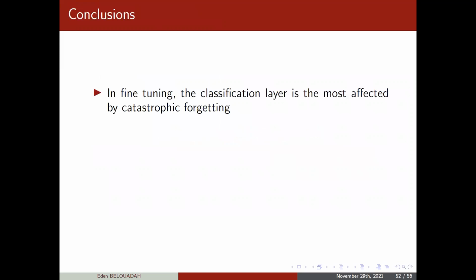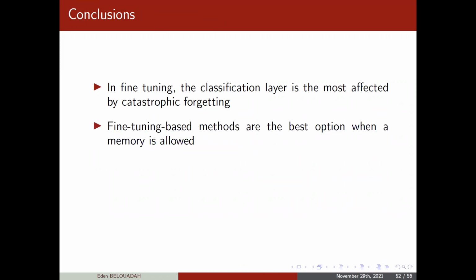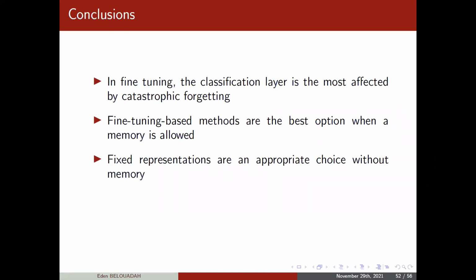To conclude, the classification layer in fine-tuning is the most affected by catastrophic forgetting, as we saw in our experiments, because consequent gains in performance could be obtained only by tackling catastrophic forgetting in this layer. When a memory of the past is allowed, the best methods that achieve the state-of-the-art results are fine-tuning based. However, when no memory of the past is allowed, the fixed representations are a better choice. We found that the usefulness of distillation is reduced at large scale when a memory of the past is allowed.